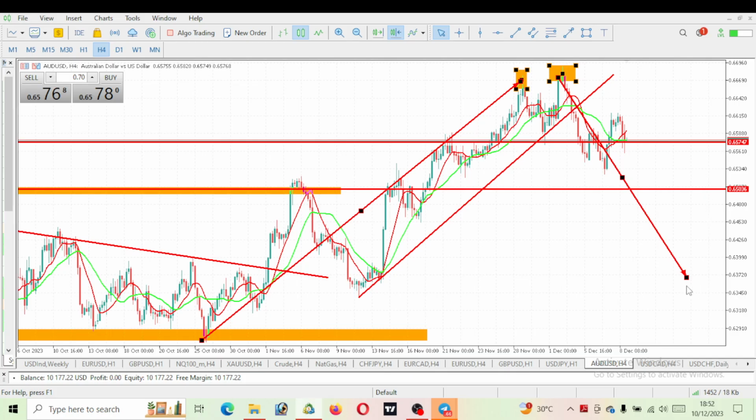Back to our analysis on AUD USD. Like I said, we are heading straight to the level of 0.63. That is what we'll be expecting on AUD USD.